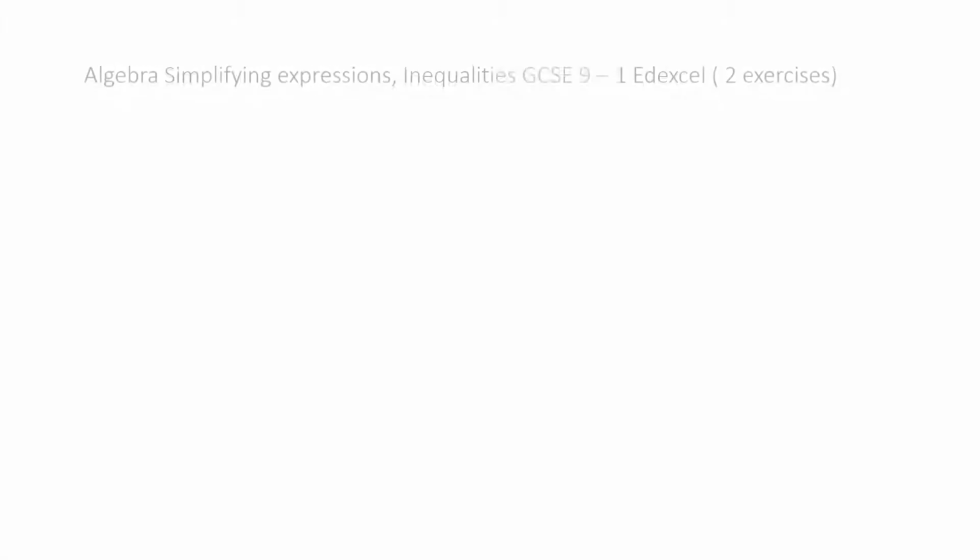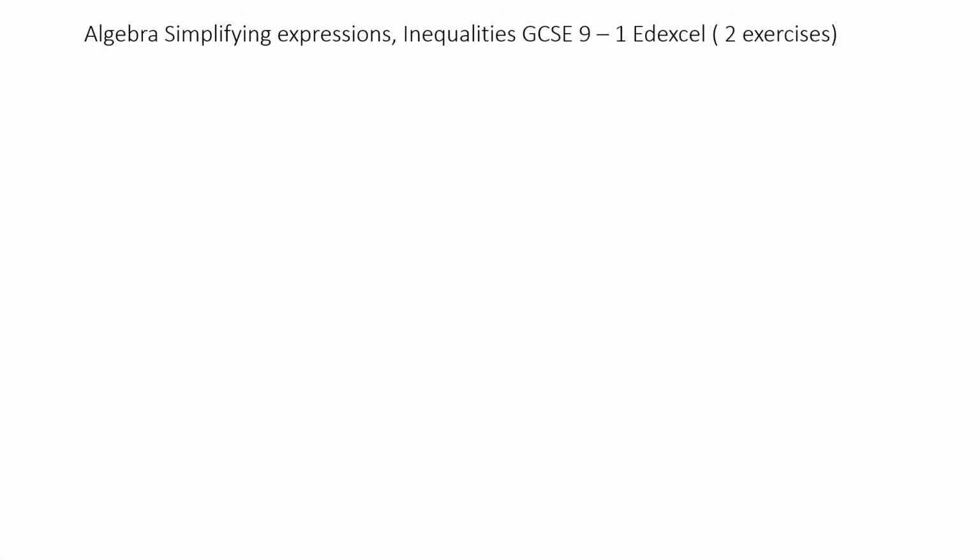Hello, and welcome to two exercises on simplifying expressions and then inequalities. These are based on Edexcel past exam questions. The first one says, simplify fully 3x squared minus 8x minus 3 divided by 2x squared minus 6x.